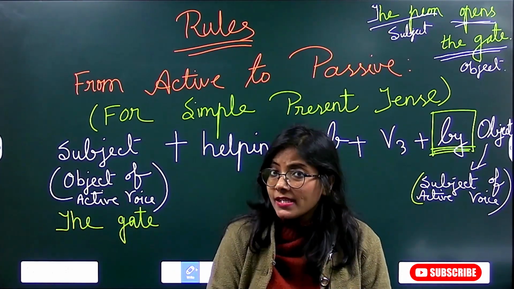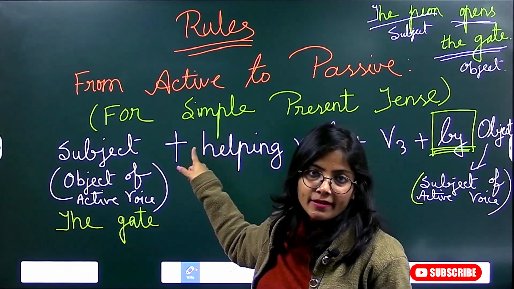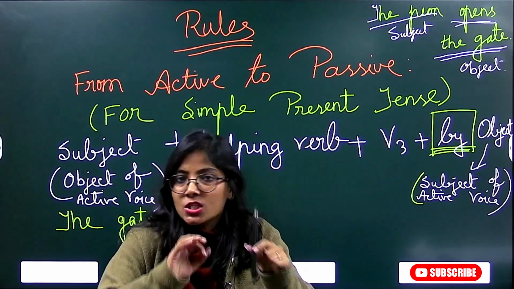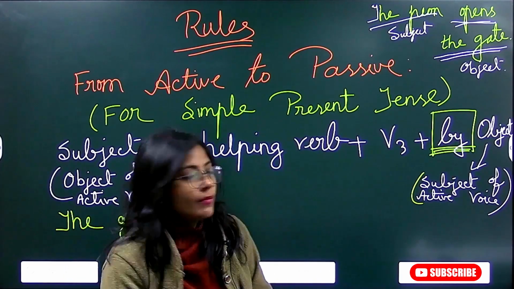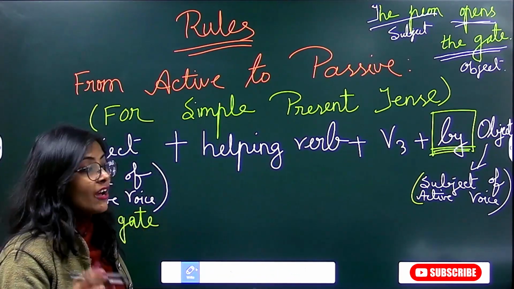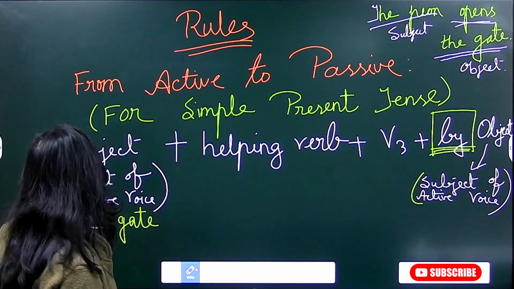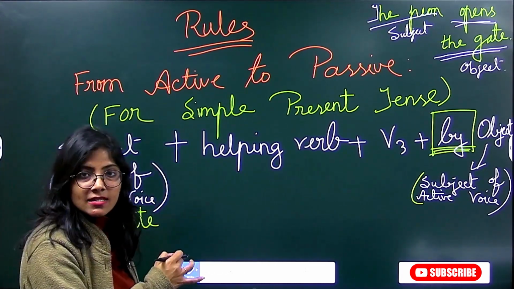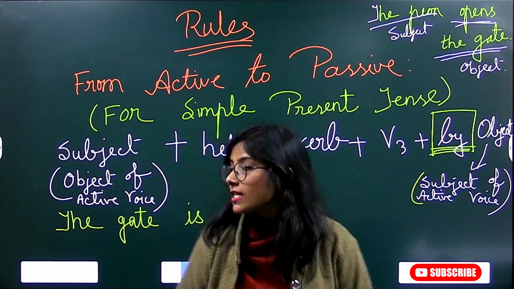Is. Why is? Why not was? Because we are talking only about present tense, right? So no was, no were, no had. It's only about is, am, are, because it is present tense. So you have to be very careful about tense also when you are doing voice change. So the helping verb for the gate will be is, because it is in present tense and gate is singular number.